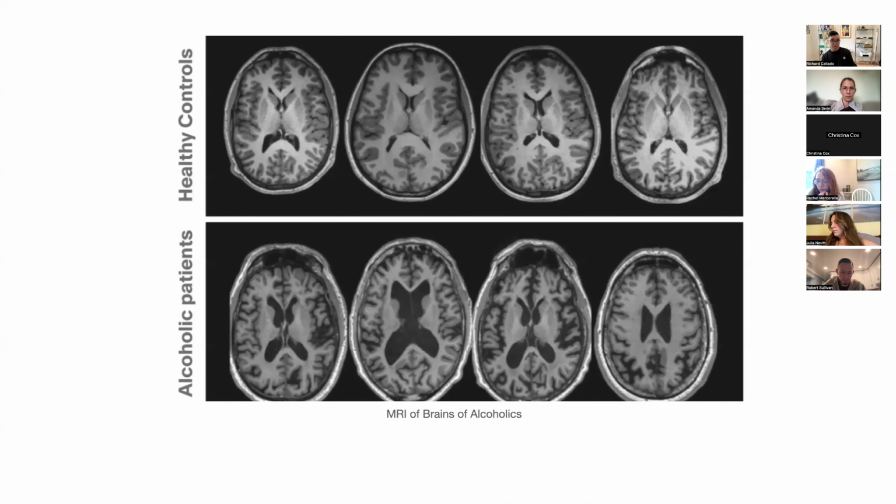Going to alcohol now. So if you look here, for patients who are alcoholic, in the middle here, the ventricles are enlarged. So the ventricles are enlarged, what does that mean? Is that less brain matter or more brain matter? Less brain matter, right? So pretty much you lose brain cells if you're chronically using alcohol.